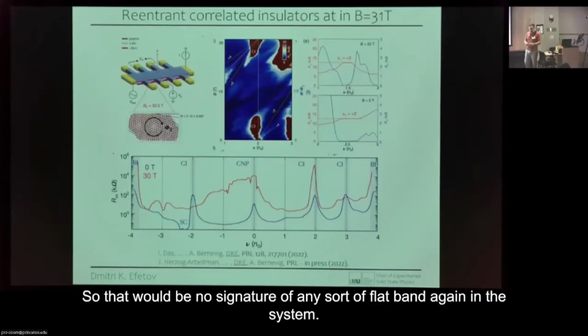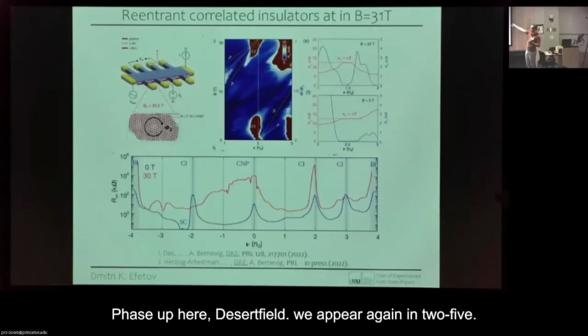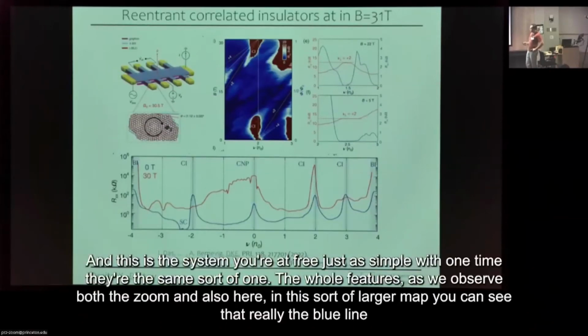So there would be no signature of any sort of flat band again in the system. The system would be broken up into Landau levels, and really close to this 2 pi flux we saw exactly, in a similar fashion, as this phase appeared at zero field, reappear again in 2 pi flux. And this system here at 30 Tesla is similarly quantized. So we observe the same sort of quantum Hall features as we observe close to zero field.